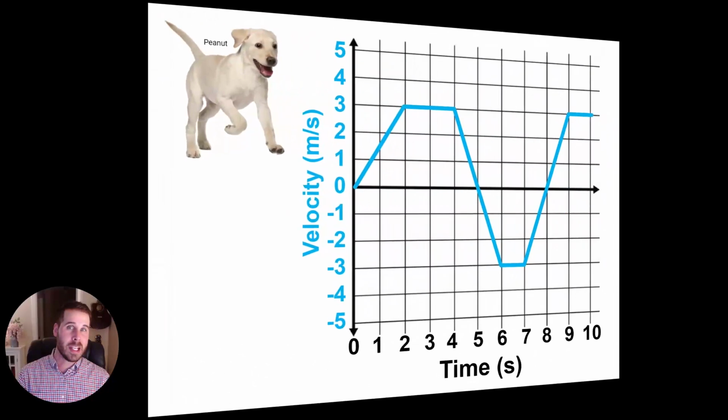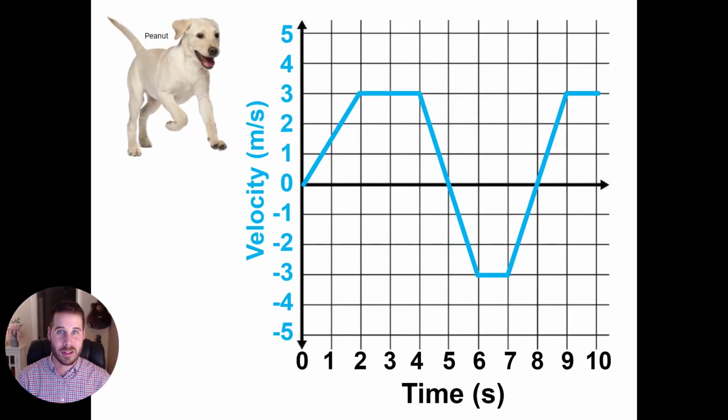So let's check out a VT graph that might look like the ones you'll have in class so that you know how to analyze them properly. This is going to be the story of Peanut the puppy. Peanut the puppy one day was sitting in his backyard at rest, which means not moving, or 0 meters per second of velocity, when his owner threw a ball. And so he started to run forward after the ball and gained some speed.